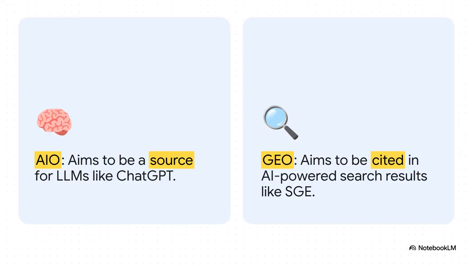Okay, let's pause here because this is really important to get. AIO is about making the AI model smarter in general by becoming one of its trusted sources. GAO, on the other hand, is about getting your specific web page cited as a source for one specific AI-generated answer to a search. It's a subtle difference, but it's absolutely critical.